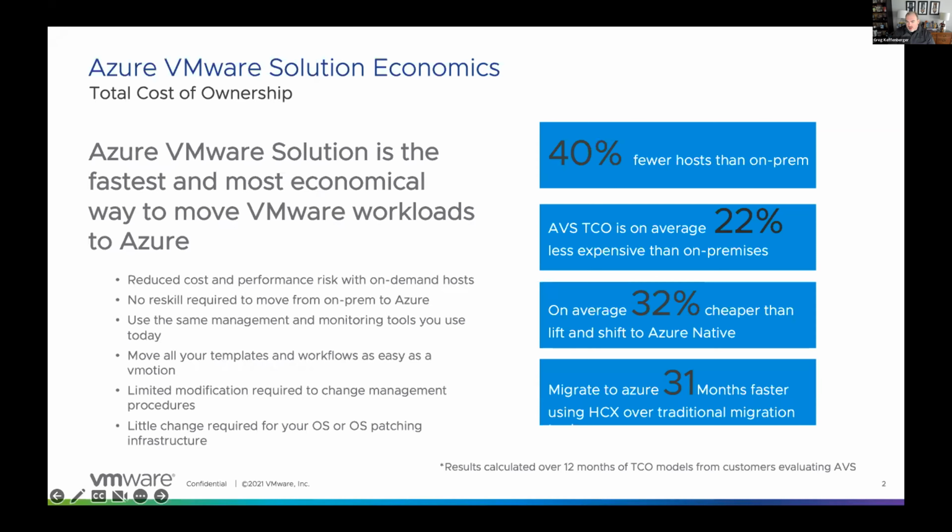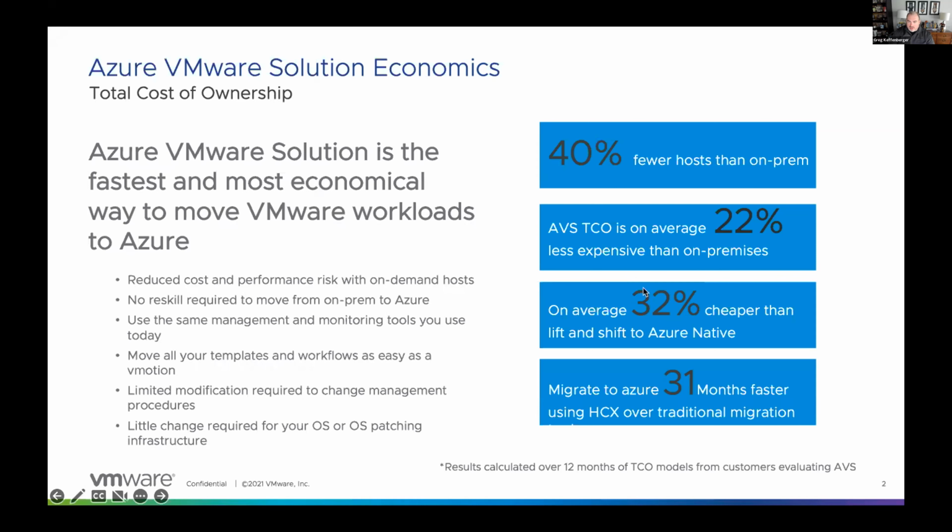And we calculated 12 months of our TCOs, right? Not all of them in favor of AVS, by the way. So this average is very true to form. But of all the TCOs we did over a 12-month span, we find that AVS has about a 22% better TCO than on-premises. And it has a 32% lower TCO than running Azure IaaS with the same workloads.